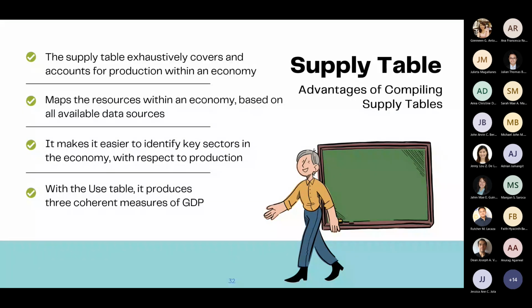So to wrap up, we have these few advantages for compiling supply tables. Of course, the supply table exhaustively covers and accounts for production within an economy. With the supply table, we are able to map all the resources within an economy based on the available data sources that we have. It also makes it easier to identify key sectors in the economy by seeing which sectors have the most output with respect to production. And with the help of the use table, we are able to produce three coherent measures of GDP.